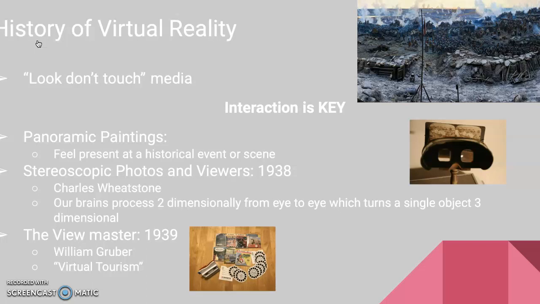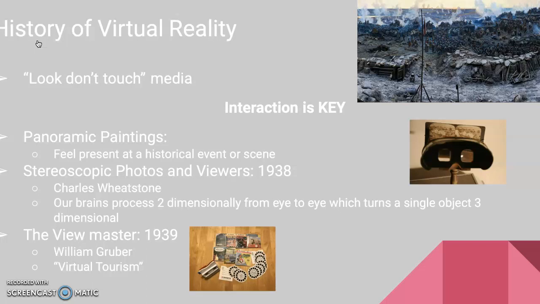In 1938, the panoramic paintings were moved to a stereoscopic photo or viewer, which is essentially like a headset of glasses that use two-dimensional photos from eye to eye, two photos, the exact same ones, which turn into a single three-dimensional object. This was created by Charles Wheatstone. Since we see objects from eye to eye, it was easier to create this three-dimensional feeling, and you also felt more involved throughout this topic just because you had on the headset instead of just looking at the photo.